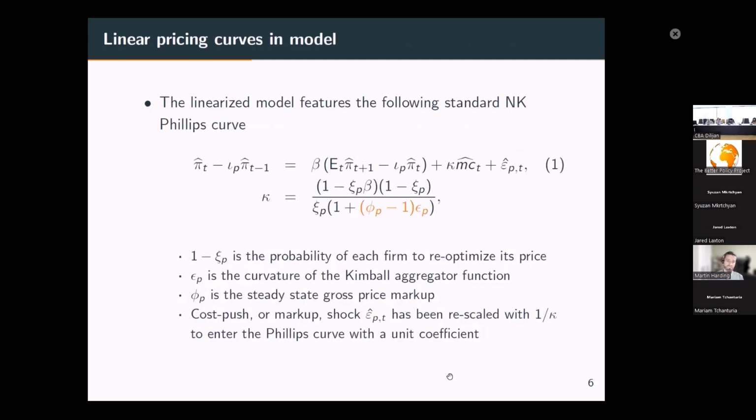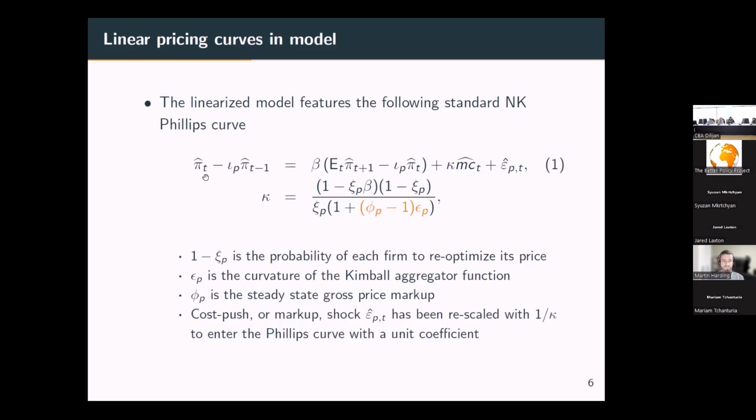Having said that, let me guide you through the implications of this framework for first a linearized version of the model and then a nonlinear version of the model. And this is going to be important because we're always going to have the linearized framework as a benchmark to compare our results from the nonlinear model. So what are the implications of the Kimball aggregator in the linearized model? Here I'm showing you the linearized Phillips curve of the model. Okay, and this is exactly what you would get from the linearized Smets-Wouters model.